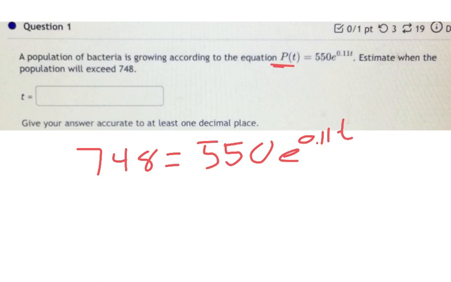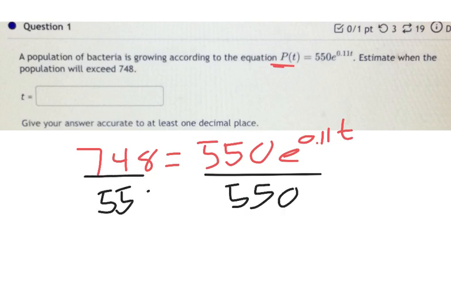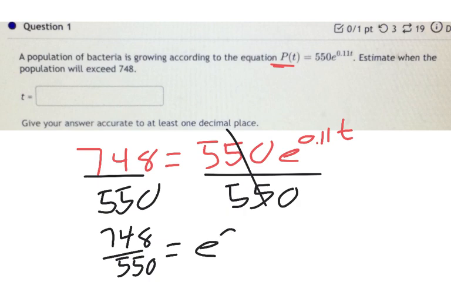Now we've got to solve for t. We're good with that? That's the step. On the right side, I would like to isolate the power. So I'm going to divide by 550 on each side. And so now I've got 748 over 550 equals, now I've got the power isolated.